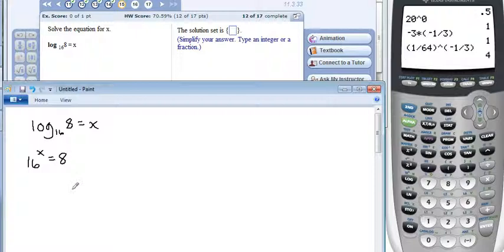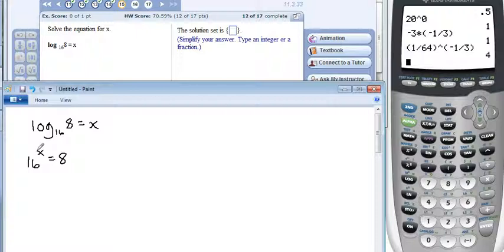We've got log base 16 of 8 is x. Can't do anything with that as a log, so I'm going to say 16 to the x power is 8. Okay, now we're back to these similar bases. I have to get a similar base in order to set my exponents equal to each other. I can't write them in terms of 16s or 8s, and I can't even do 4s. 4 raised to some power is never going to be 8.